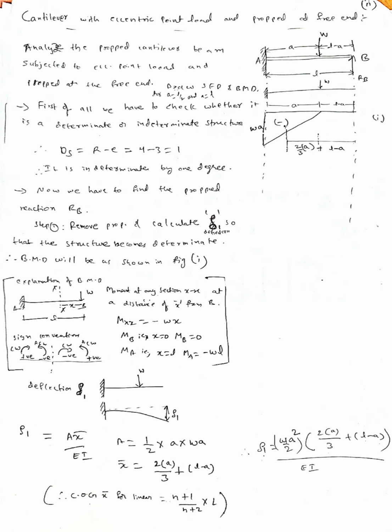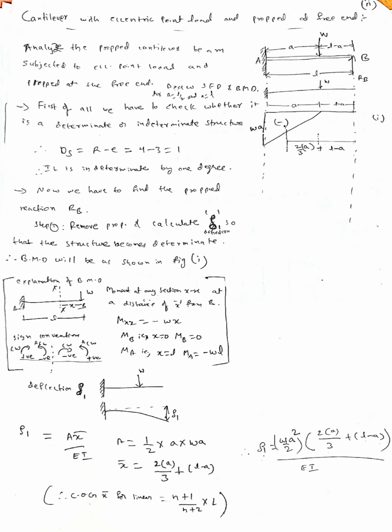You can see the figure here. We have removed the load and placed the prop. Now the bending moment diagram is in this form: RB into L, with x bar from B at 2L by 3. So delta 2 equals A x bar by EI. Here the area A is half into L into RB into L, and x bar is 2L by 3 from B. If we substitute this, we will get delta 2 equal to RB L square by 2 into 2L by 3 into EI. In step 3, equate delta 1 and delta 2.